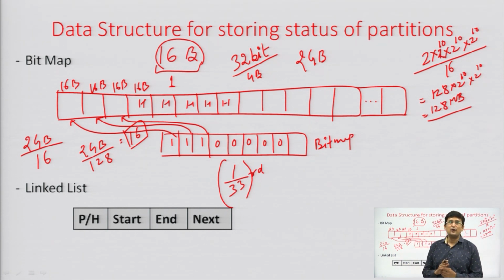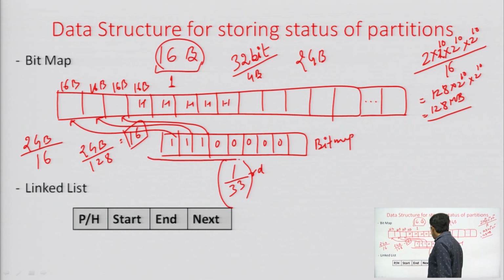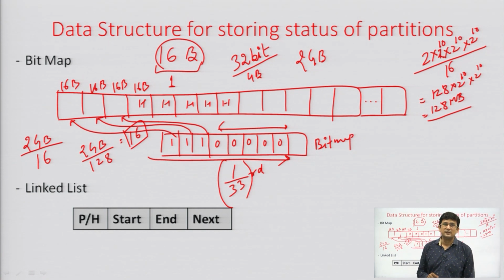In case you need to find out where there is a process and where there is a hole, or in case you want to accommodate a process, then you will have to traverse this bitmap to find out the series of zeros. In case you are able to find a series of zeros sufficient to accommodate your process, then you can accommodate it there by setting the bits in the bitmap as 1. Okay. So, this is not a good scheme in both the cases.